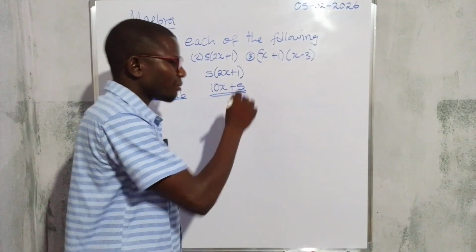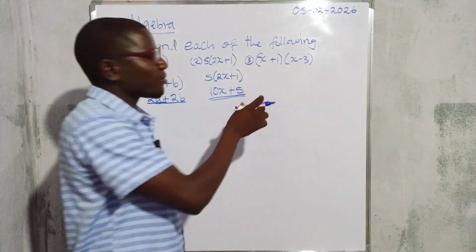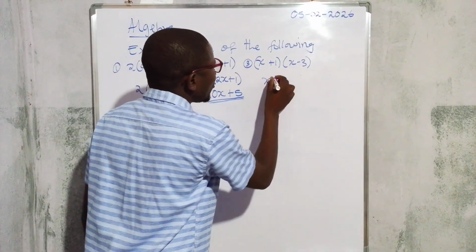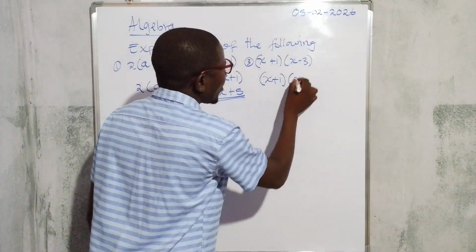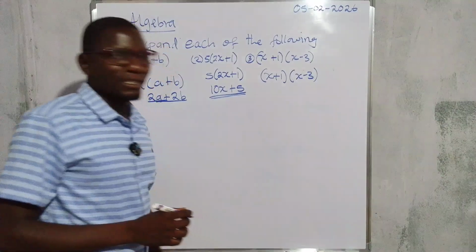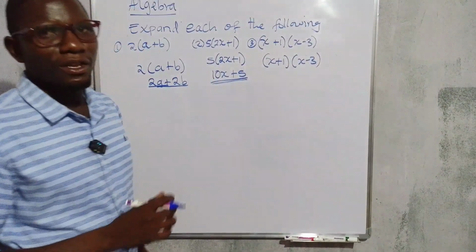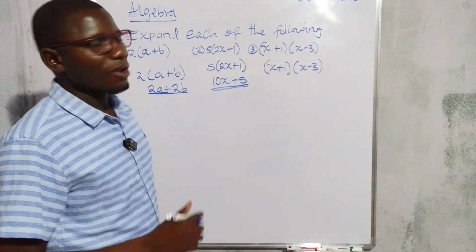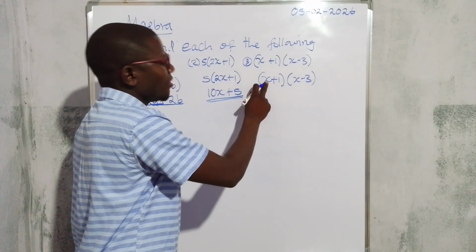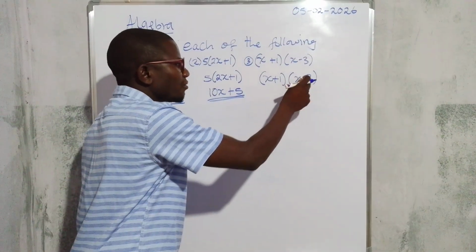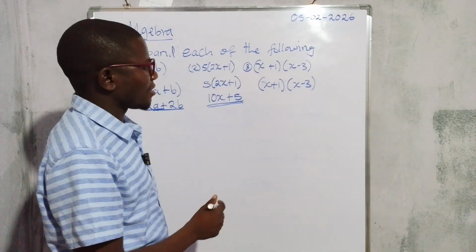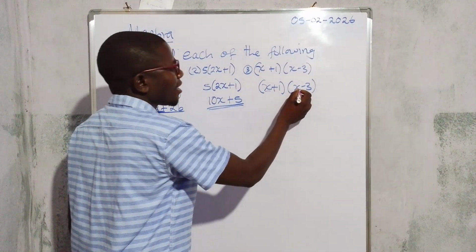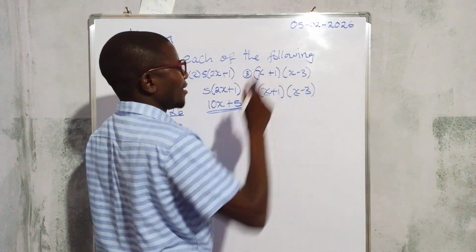That is where I want you to pay attention, because this is something a bit tricky. We have a question with double brackets. How are we supposed to expand this? To expand this expression, we are going to multiply each term in the first bracket by each of the terms in the second bracket. What I'm saying is that this x, we are going to multiply it by x, and we are also going to multiply this x by 3 there.